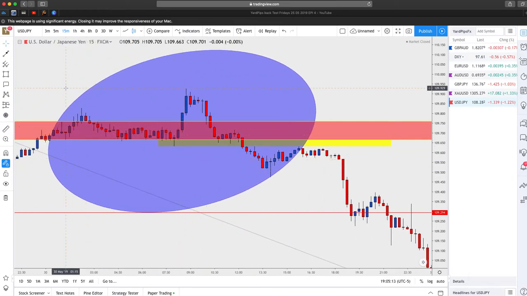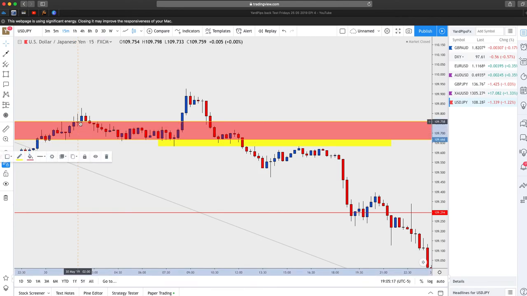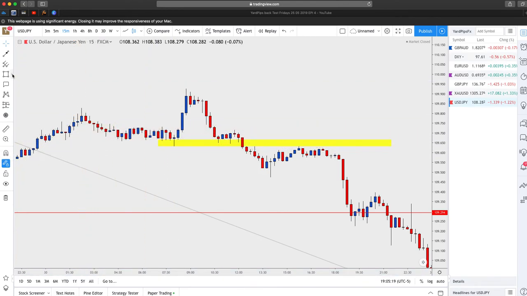It's a very tiny wick. Let me get this out of the way so I can see it better. Take out this and take out this. See this little wick right here? Let me circle it. Support. Little wick right here. Resistance. That's it. That was literally it.